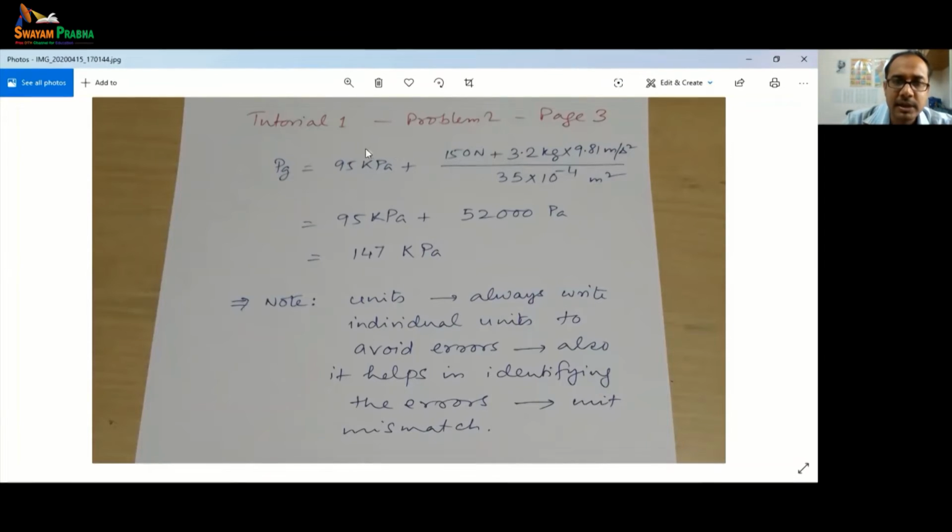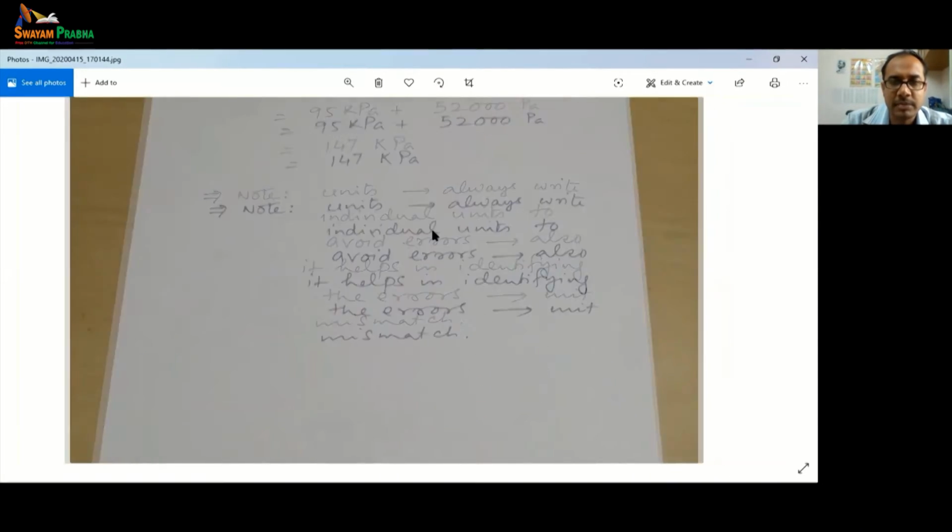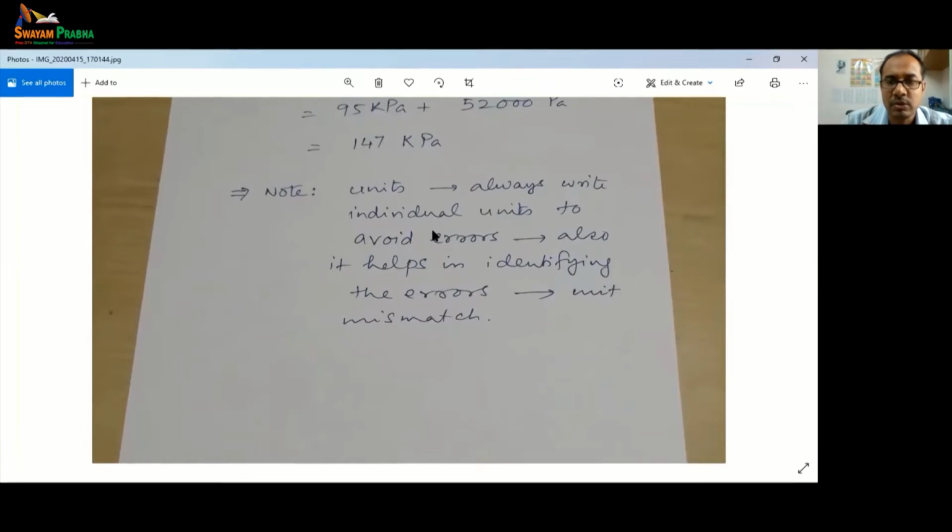But as I have written kPa and I continue that everywhere I write it, I can directly see that these two cannot be summed up as is. We have to convert it first to kPa and then we can sum it up. So this is 95 kPa plus 52 kPa. This is 147 kPa.